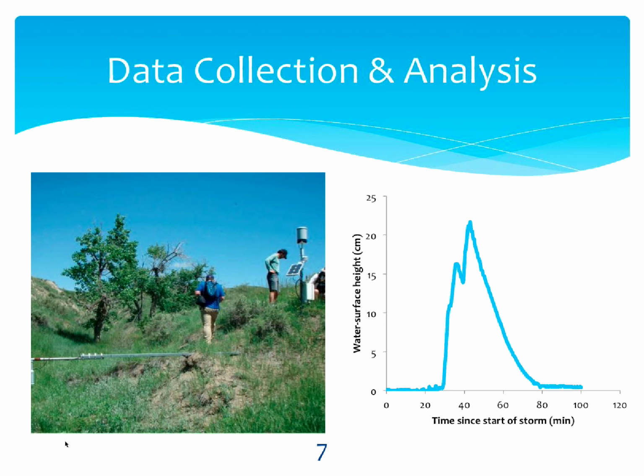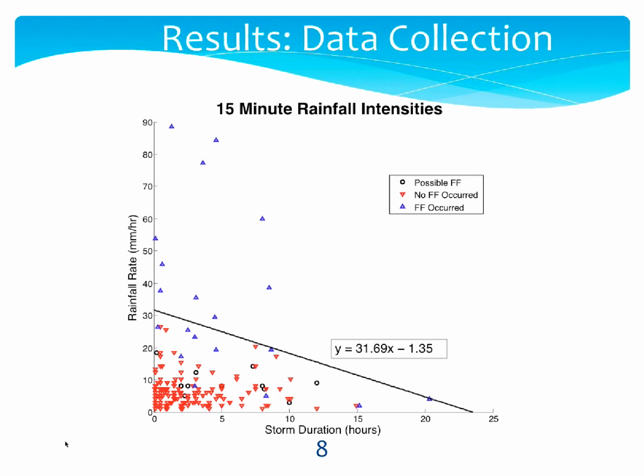So I mentioned before that we wanted to focus on the rainfall intensity during these storms, like why were some storms producing flash floods while others weren't. And so we took these storms and we averaged their peak intensity through 15 minutes and derived this graph where we plotted flash flood occurrence as these blue triangles and no flash flood occurrence with these red triangles.